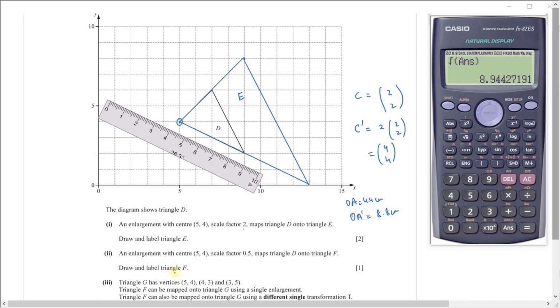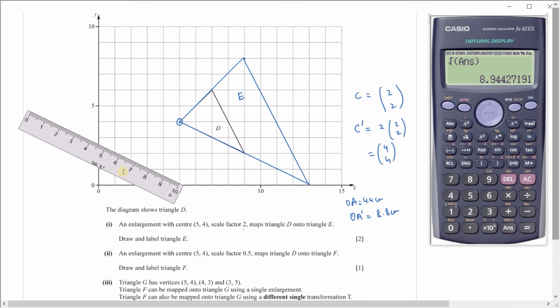Draw and label triangle F. So again, your center of enlargement is this point. Let me mark these again, A, B, and C. Your center of enlargement is also the same point as point B. So again, B dash will be the same point as the center of enlargement, because point B is on the center of enlargement, so it will not move anywhere.